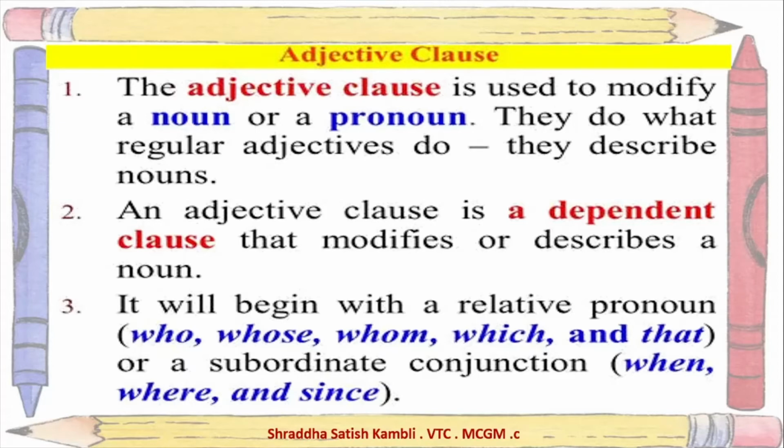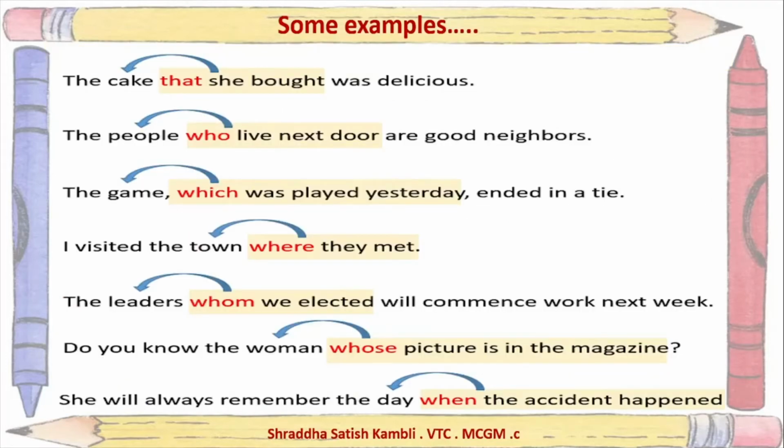Okay? Now these keywords with which the adjective clause begins, with which the noun clause begins, with which the adverb clause begins, I will show it to you again in this same video. But for now you understand that an adjective clause is used to modify a noun or a pronoun, and it is a dependent clause. Okay, let us take a look at some examples.